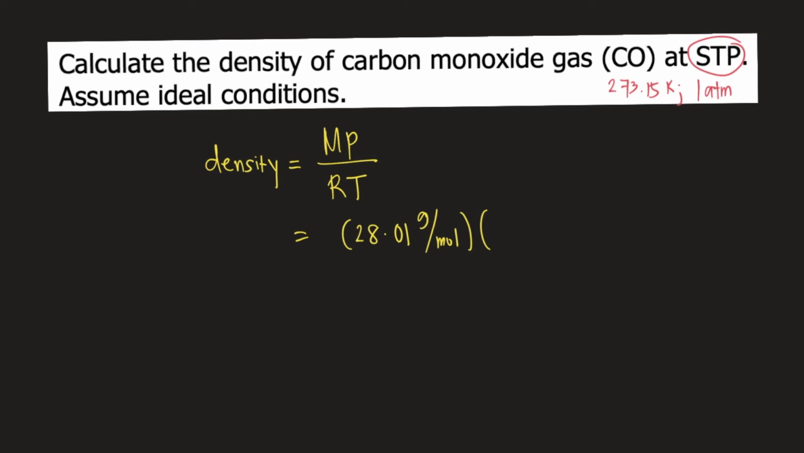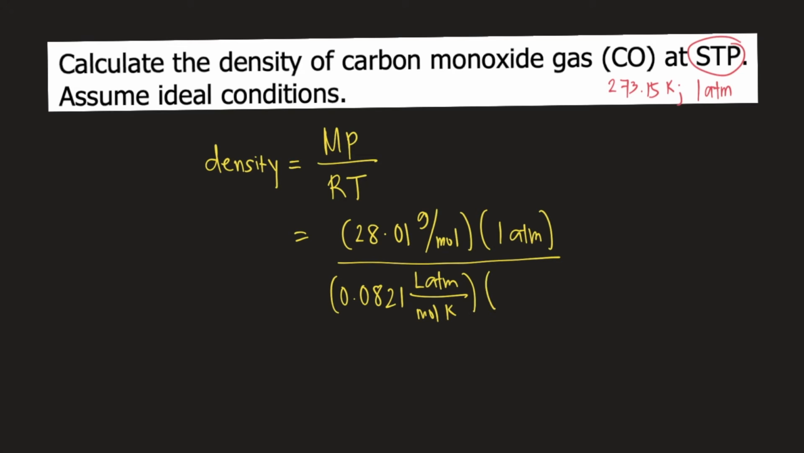P is the pressure, and the standard pressure, as I said earlier, is 1 atm. Divided by R, the gas constant, 0.0821 liter atmosphere per mole Kelvin, and T is the temperature in Kelvin. And the standard temperature, as I have mentioned earlier, is 273.15 Kelvin.